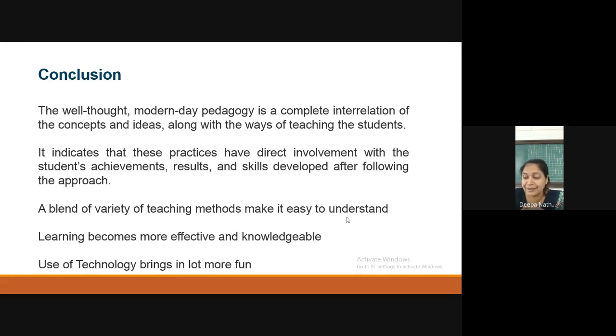Yeah, learning becomes more effective and knowledgeable only when we go with the flow. What the facilitator is telling us, we should understand it and we should put into practice. Use of technology brings in a lot more fun. Yeah, of course, and agreed. I think even you all will agree. But we should be restricted to the things we are looking at in the learning part.